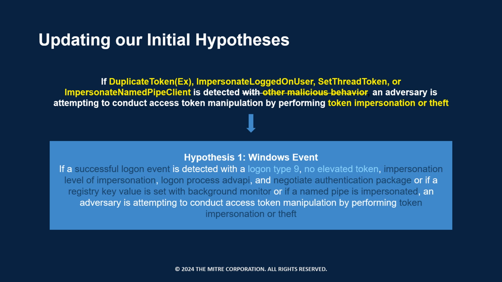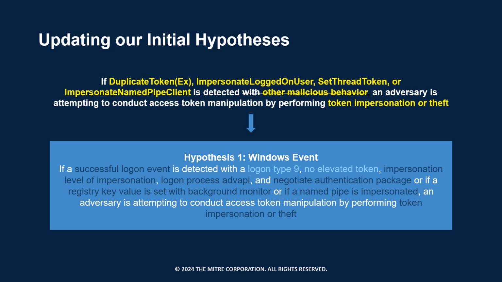In Lesson 2, we created our initial hypothesis. If duplicate token X, impersonate logged on user, SetThreadToken, or impersonate named pipe client is detected with other malicious behavior, an adversary is attempting to conduct access token manipulation by performing token impersonation or theft. Now that we've identified behaviors, we can translate and fine-tune this initial hypothesis into something that can be translated into our SIEM instance. We can take the items in red, which are the less specific terms we found in our research, and fill it in with the metadata we found in our testing.